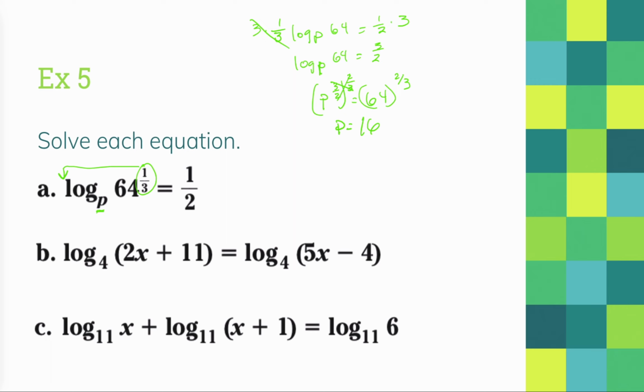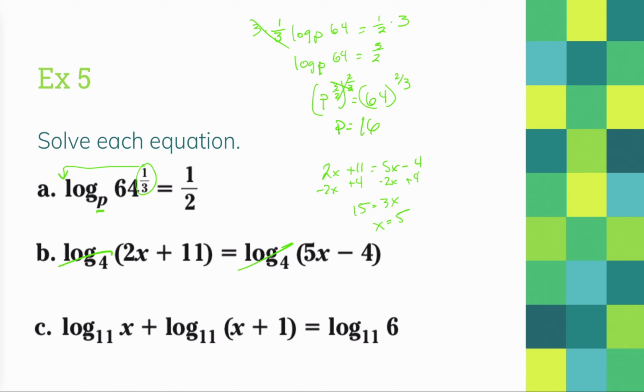Log 4 of 2x plus 11 equals log 4 of 5x minus 4. We can just cancel these log 4's out and just say 2x plus 11 equals 5x minus 4. And that's easy enough to solve. We subtract 2x from both sides. We add 4 to both sides. We get 15 is 3x and x equals 5.